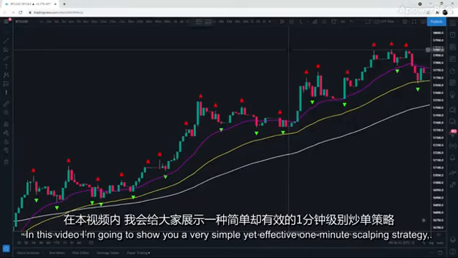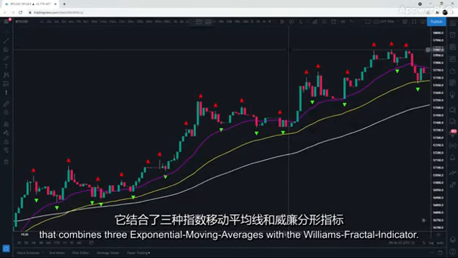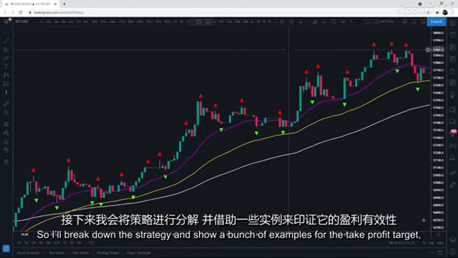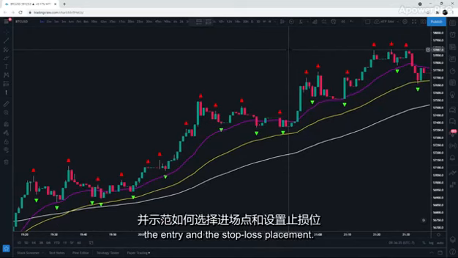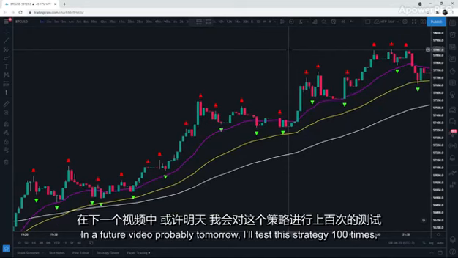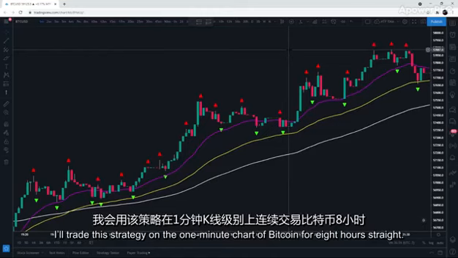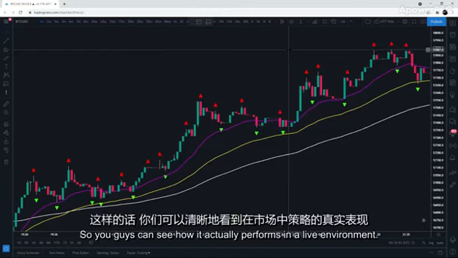In this video, I'm going to show you a very simple yet effective 1-minute scalping strategy that combines 3 exponential moving averages with the Williams fractal indicator. I'll break down the strategy and show a bunch of examples for the take profit target, the entry, and the stop loss placement. In a future video, probably tomorrow, I'll test this strategy 100 times, and in another future video, I will trade this strategy on the 1-minute chart of Bitcoin for 8 hours straight so you guys can see how it actually performs in a live environment.